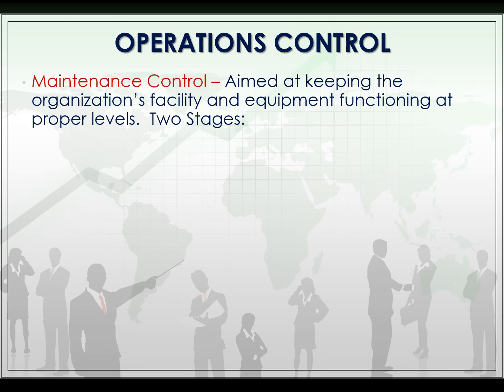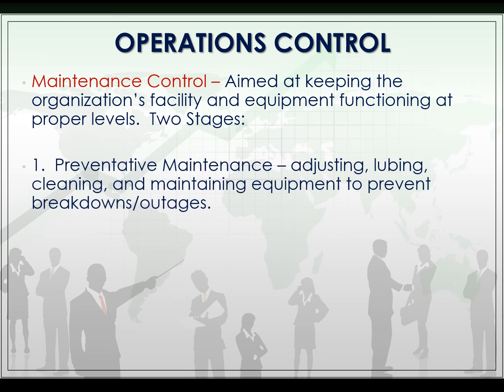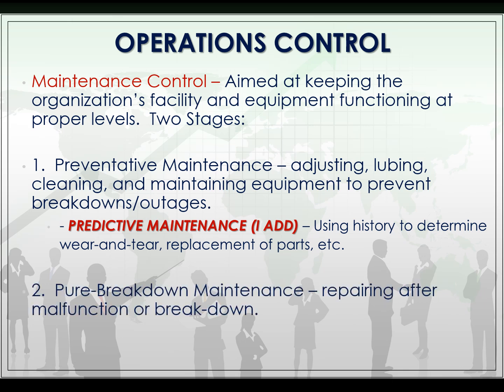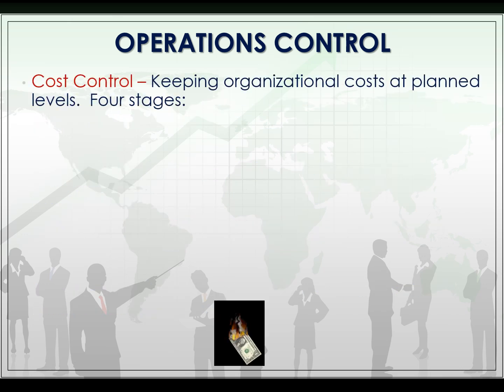Now, we also need maintenance control aimed at keeping the organization's facility and equipment functioning at proper levels, and there's two stages. Preventive maintenance, which is adjusting, lubing, cleaning, and maintaining the equipment to prevent a breakdown or outage. And I'm going to add predictive maintenance using history to determine wear and tear and when to replace parts. Pure breakdown maintenance is repairing after the malfunction or after the breakdown, and this is more costly.